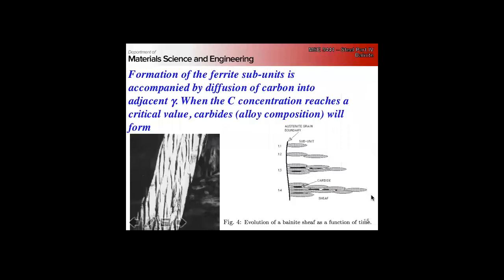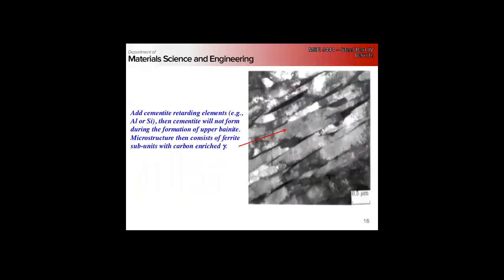right? But basically, what we have is we have the lath forms, the plate forms, carbides diffuse out and form in between. So here's basically one sheath. These are the individual subunits with carbides in between. Right.